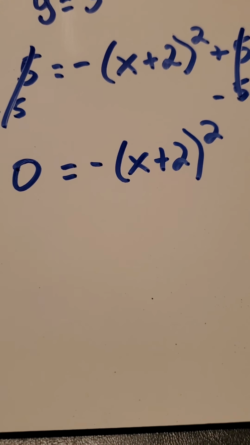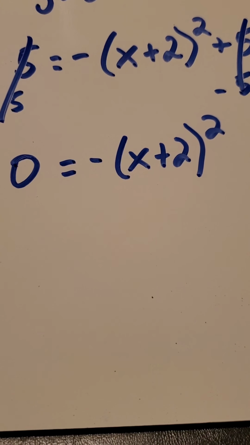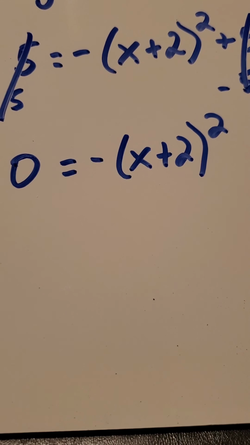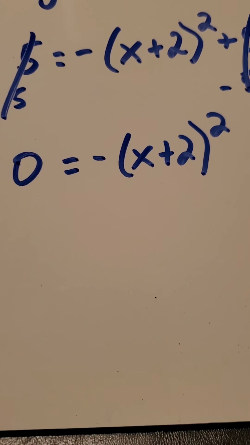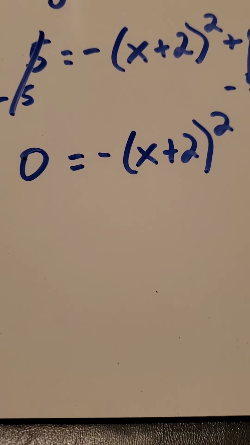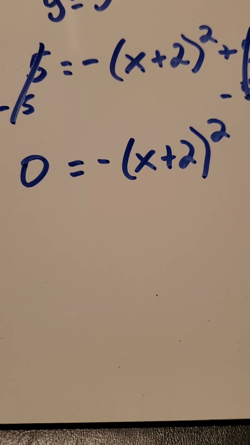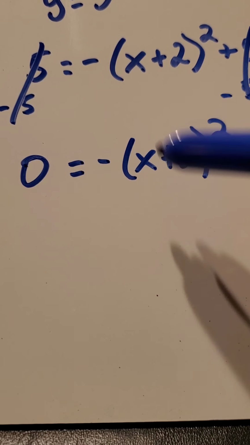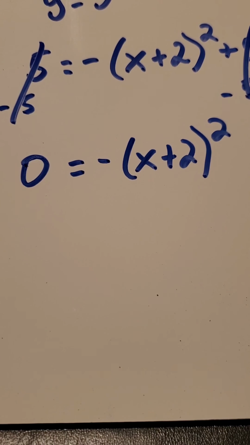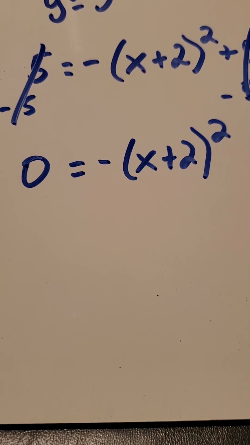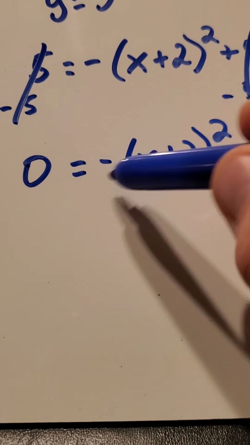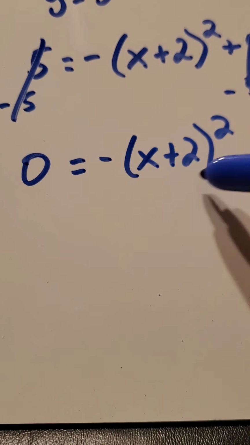So now I'm left with this equation, 0 equals negative x plus 2 quantity squared. And I need to solve this. Our second step after we get everything to one side was to solve this equation. And this is something we've done kind of in passing, solving something like this when it's given to us in vertex or graphing form. But we can definitely go ahead and tackle this. The first thing I want to do is take care of any value in front of my parentheses.